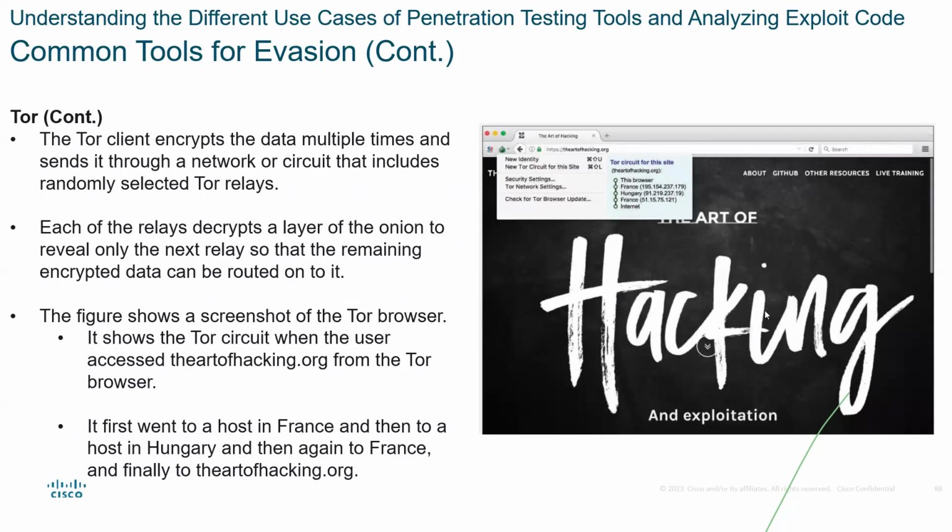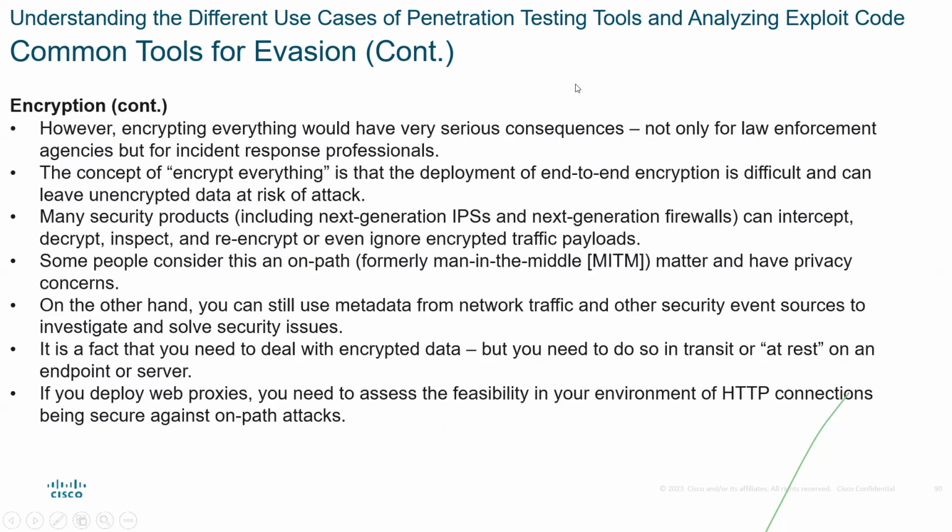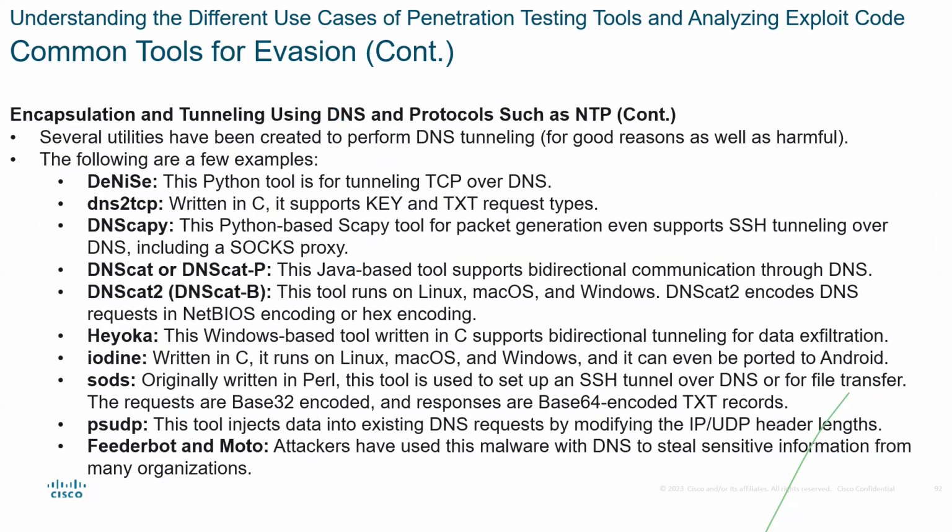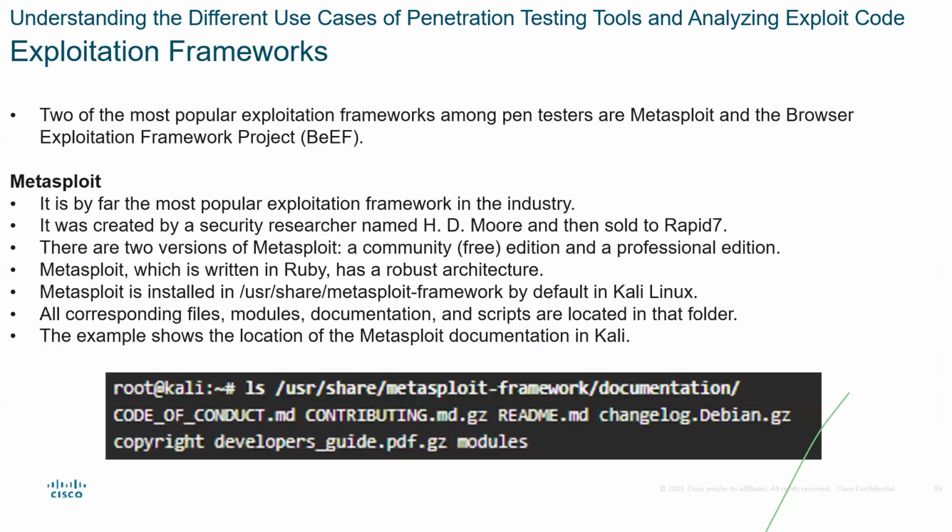Okay, this is Tor, the hacking tool. The Tor client encrypts data multiple times and sends it through a network or circuit that includes randomly selected relays of the onion router. So Tor is the onion router. These are encryption tools for evasion, quite a number of tools, and they can be in plain sight. Exploitation framework, yeah.